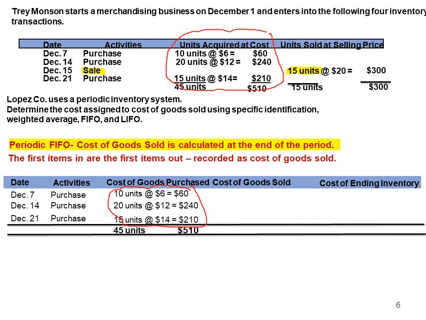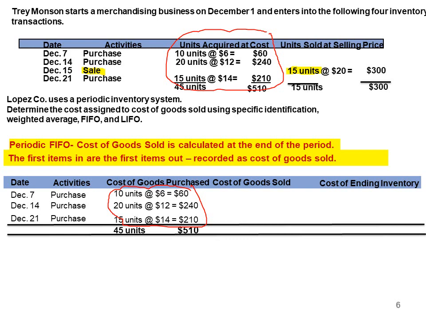So we have the same data that we used in the previous slide. We are going to list the transactions, because we're going to assume that sale will take place at the end. So we will not include it in the table. We are going to write down the first column, which is the date of purchases given above, December 7th, December 14th, December 21st, and we're going to write down the cost of goods purchased, which represent in the above table units acquired at cost. We are going to rewrite them there in the table below, as you can see.